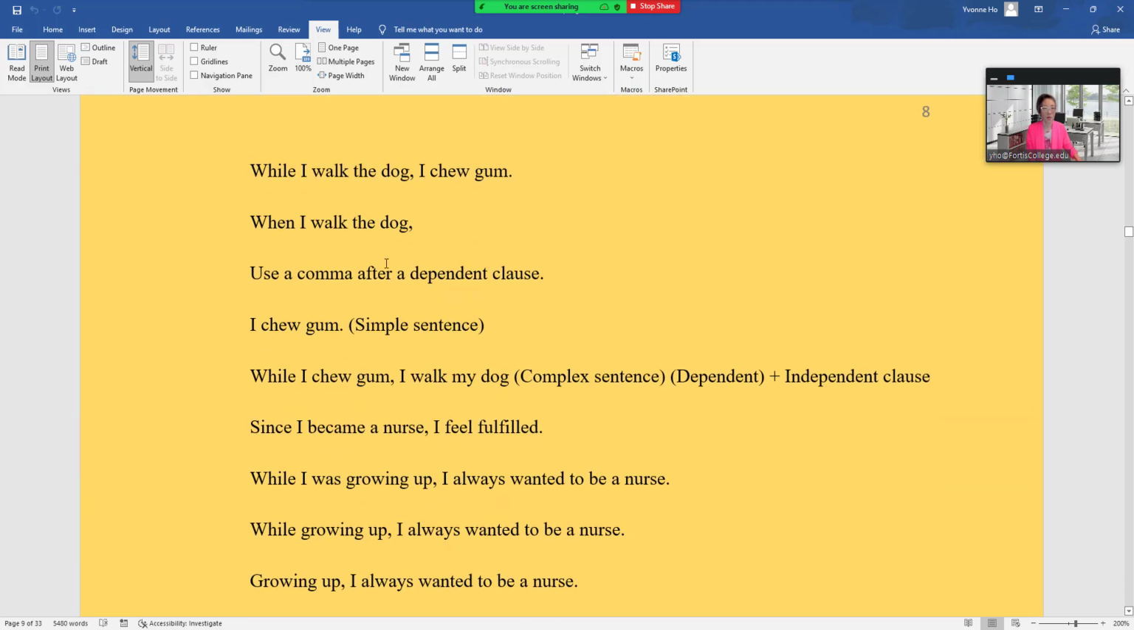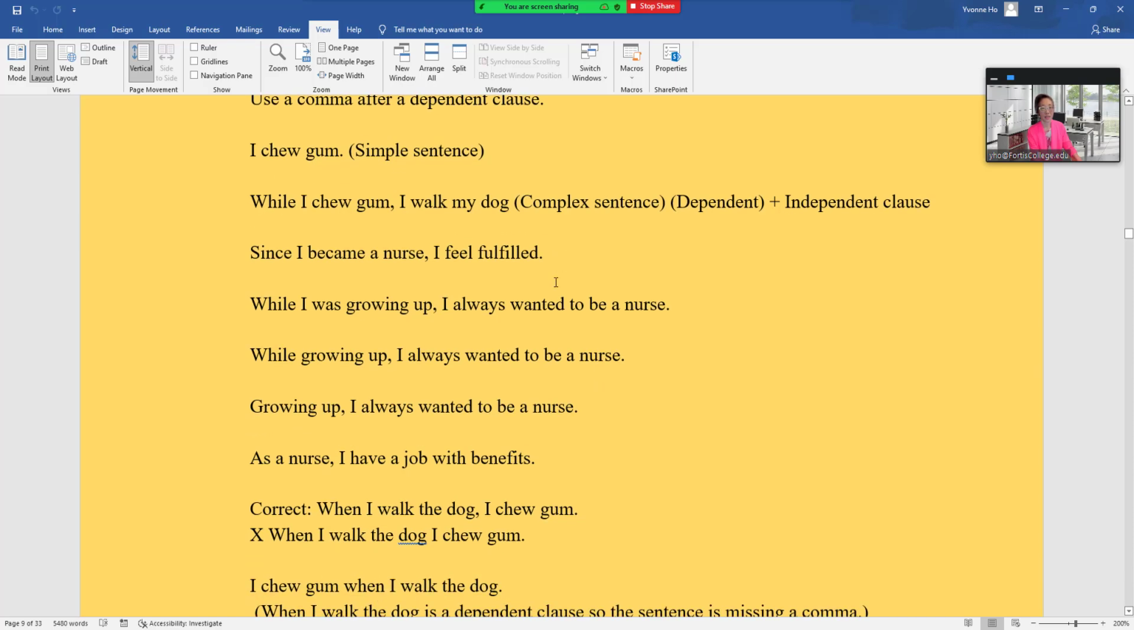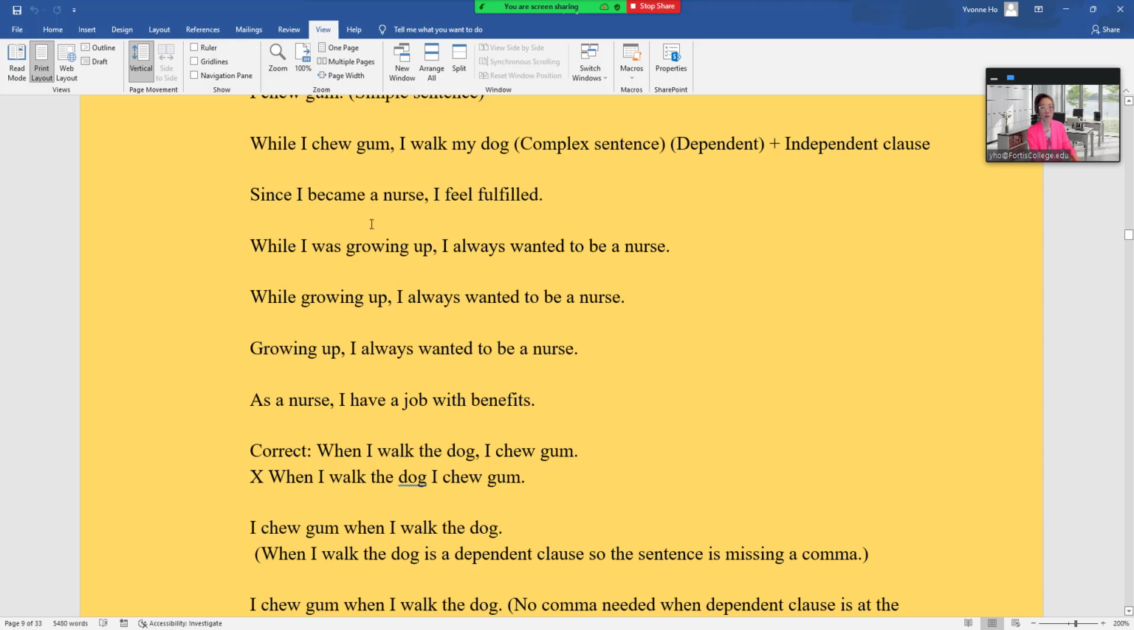So here's some more examples of "While I walk the dog, comma, I chew gum." "I chew gum" is a simple sentence, and then when you combine a dependent clause with an independent clause, it becomes a complex sentence. "Since I became a nurse, comma, I feel fulfilled." "While I was growing up, comma, I always wanted to be a nurse." So "while I was growing up," "while growing up," and "growing up" are all the same, okay?